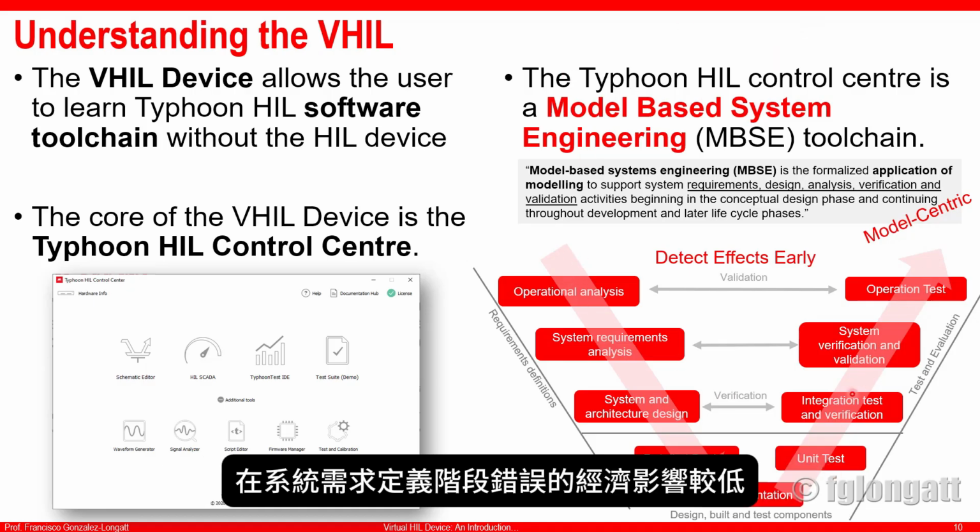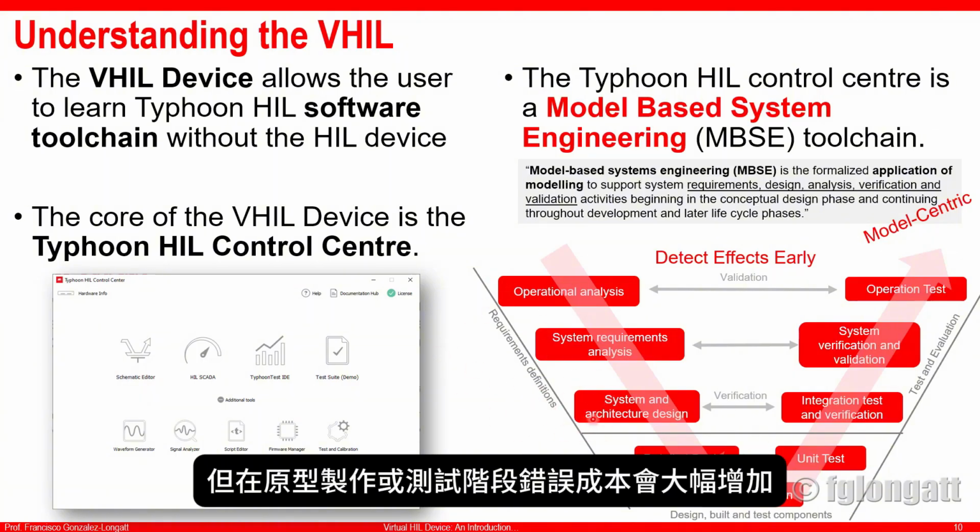Here you have a short diagram showing you the several steps during the development of a system engineering project. Here at the very early stages, system requirements definition, of course you can have some troubles. And if you have those problems over here at this stage, of course, the economical impact is very low.